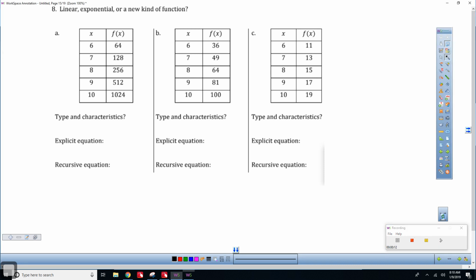All right, so I want to help you with all of these. Some of them are a little bit of review. So notice we did times 2, times 2, times 2, times 2. That means this is a geometric sequence. The explicit equation, remember, it's y equals b times r to the x, where b is the y-intercept.